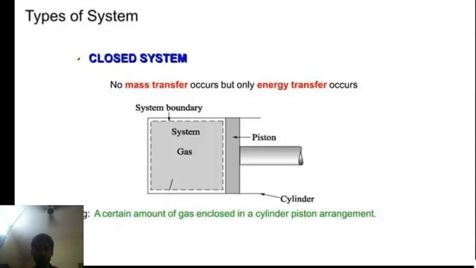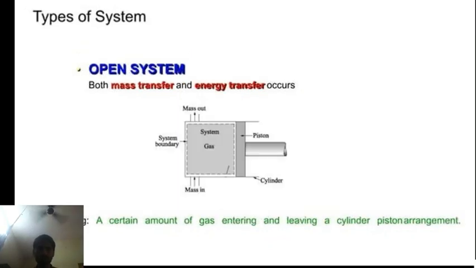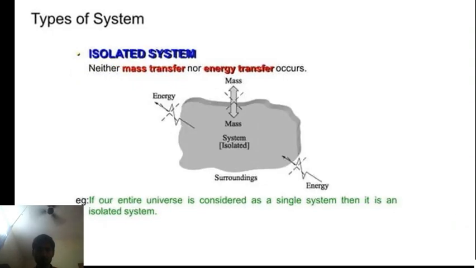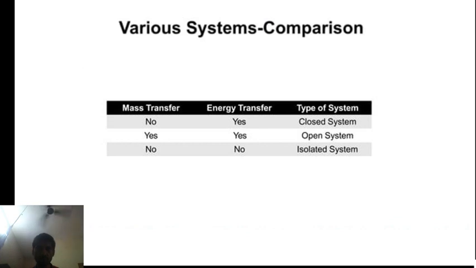Now this is the interaction media. Now see, this is the example of a closed system, in the form of a piston cylinder arrangement. This is the open system, mass in, mass out, and this is the isolated system, neither energy nor mass transfer. So in case of a closed system, this is the energy transfer and this is the mass transfer.